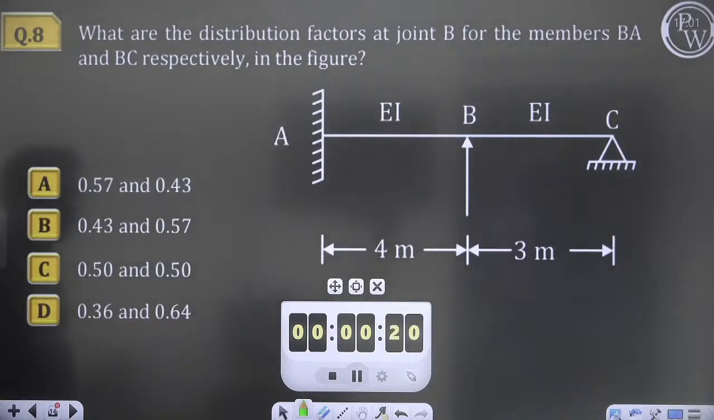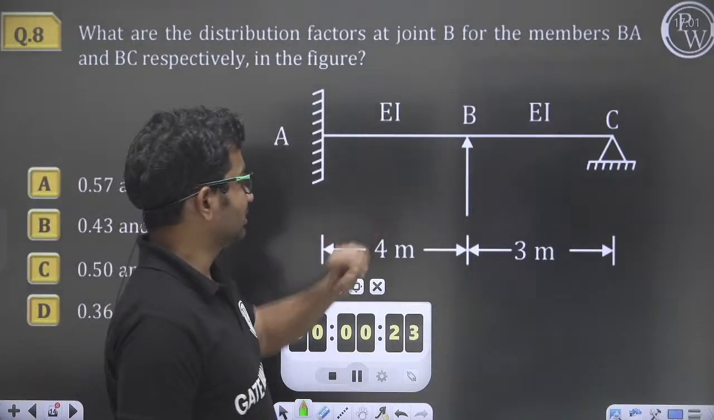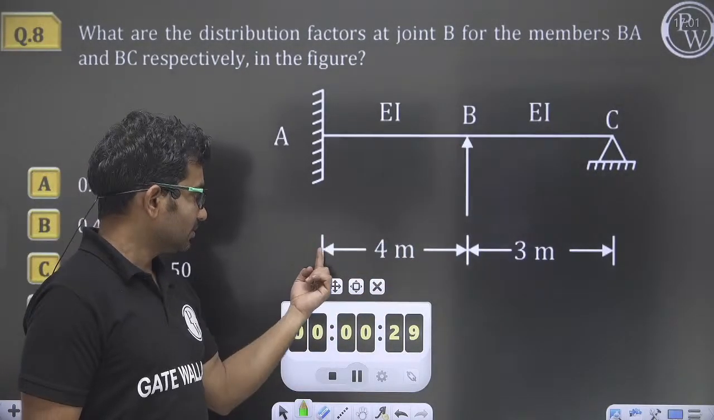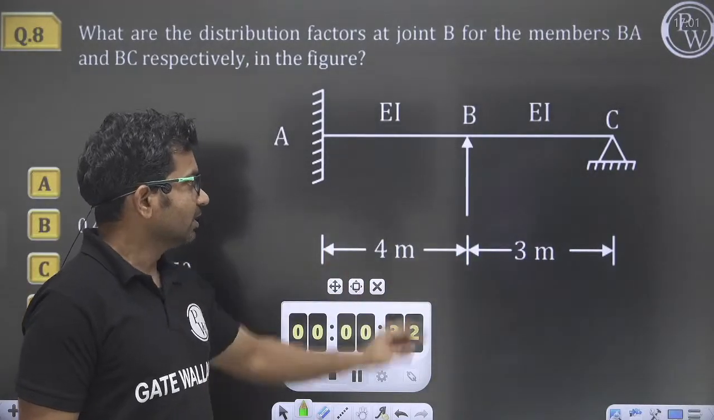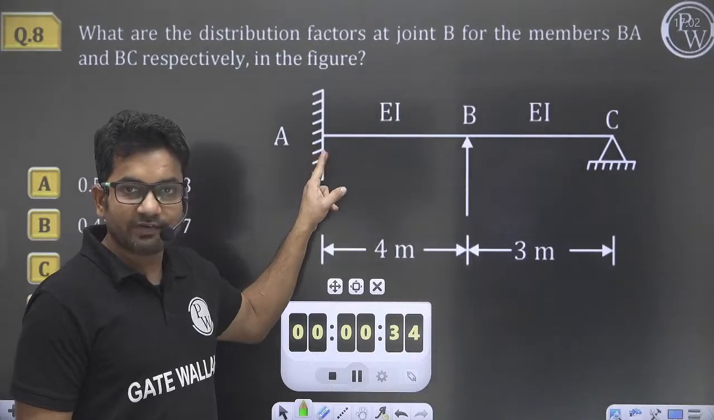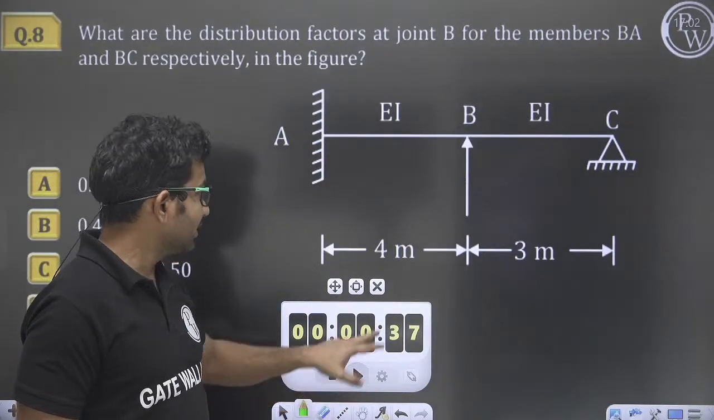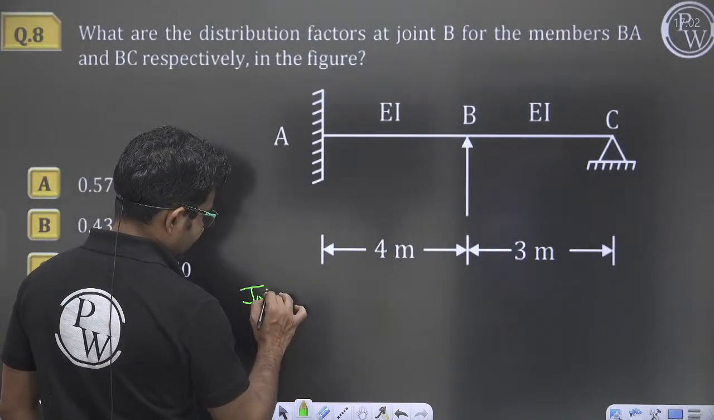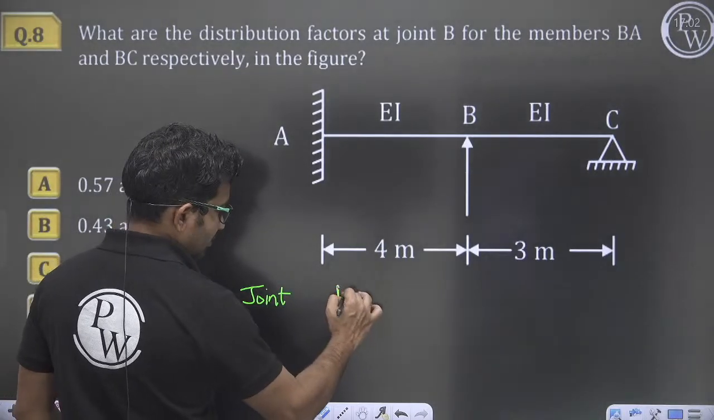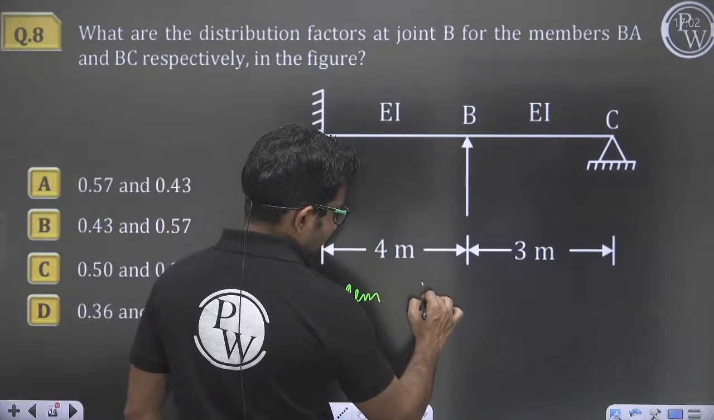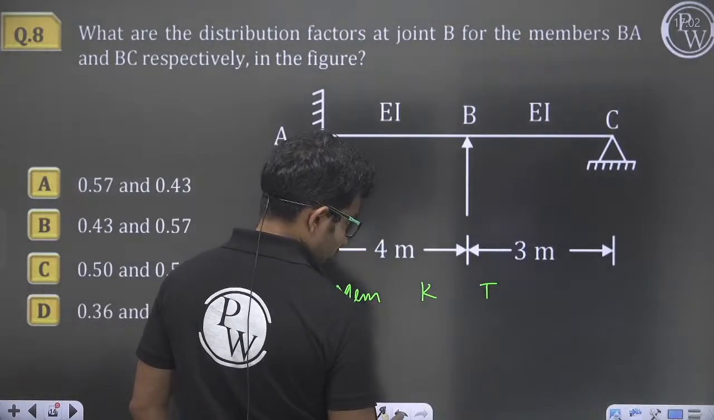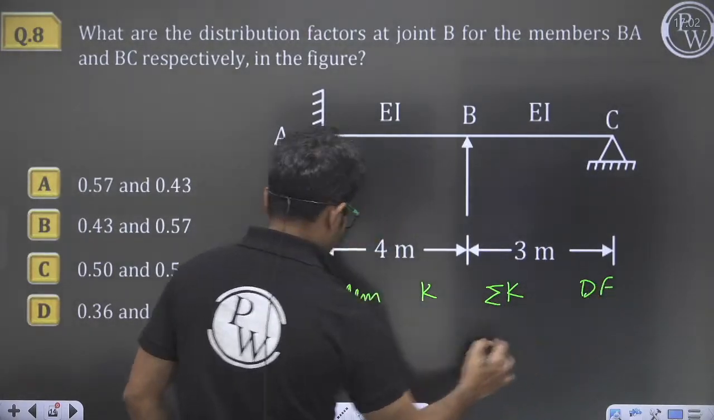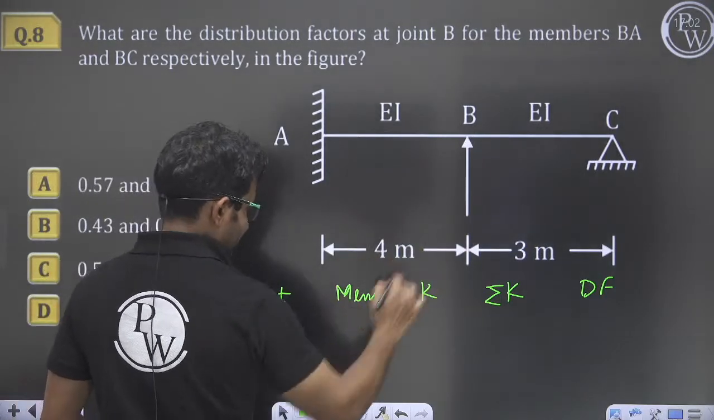So distribution factors at joint B. At joint B, we have to find out the distribution factors. At joint B, there will be two members, BA and BC. Here the lengths are different. So if we look at this member BA, what will happen at member BA? Let me write down joint, then member, then stiffness, then total stiffness or summation of K, and then distribution factors.